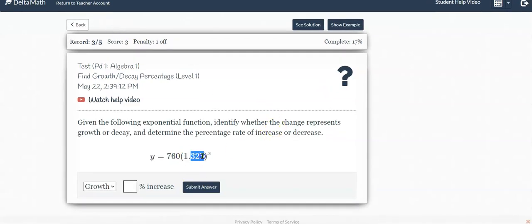Alright, so this one here has 3 digits. So when we convert percentages from decimals, the decimal will move 2 place values to the right. So the decimal point will move 2 place values going between the 2 and the 5, giving me a growth of 32.5%.